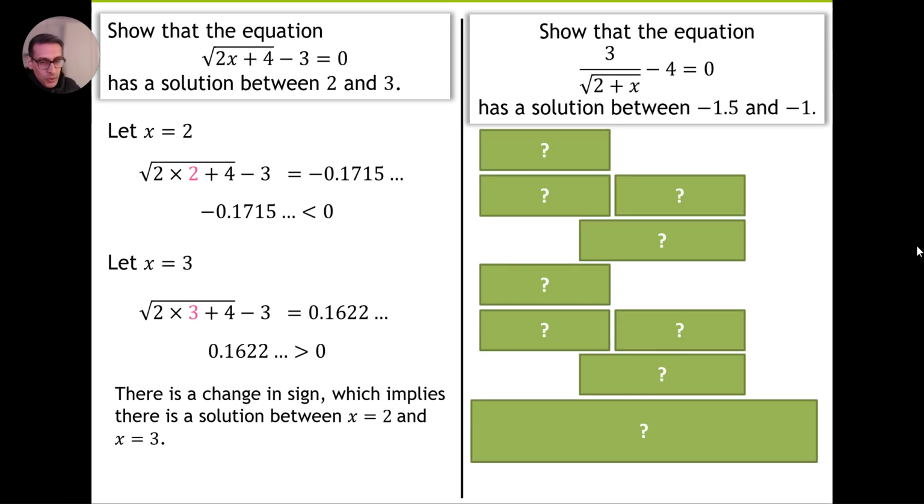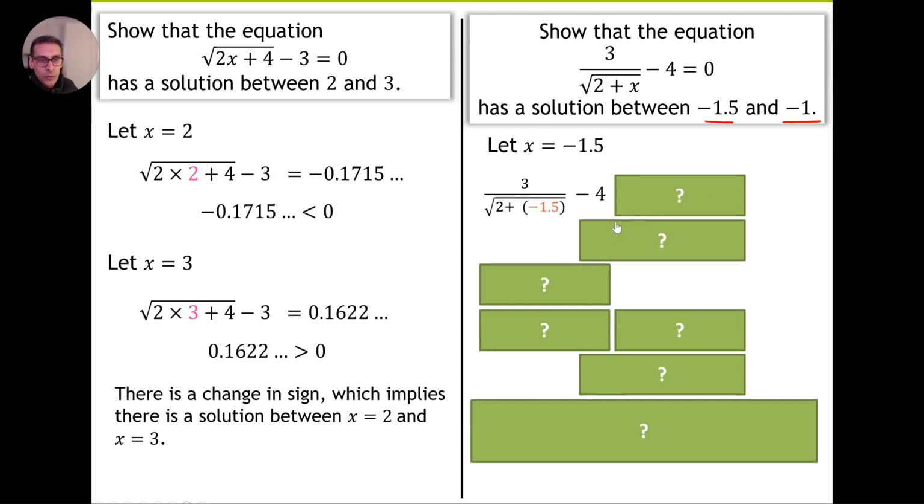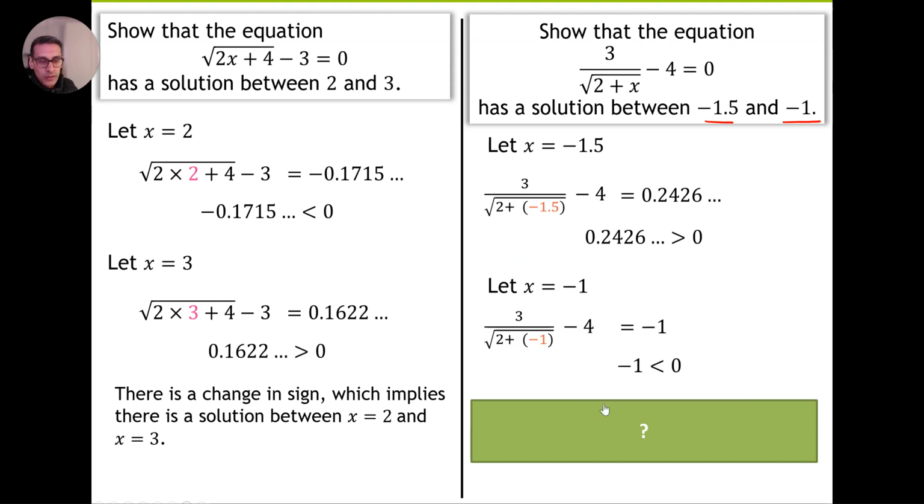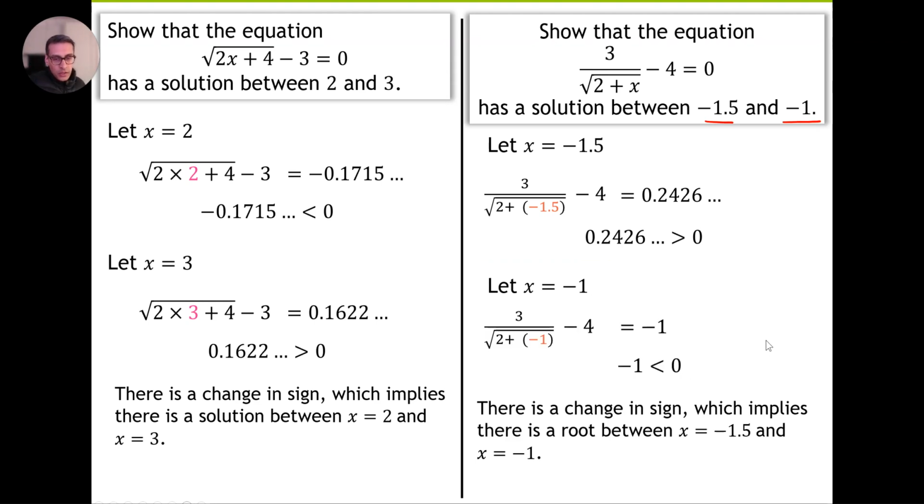Okay, another practice question for you to try. Show that this equation has a solution between negative 1.5 and negative 1. Pause the video. I'm going to show the answers in a few seconds. 3, 2, 1. Okay, so you can see you should have gotten 0.2426 and so on, and then negative 1. So there's a change in sign, so there's a solution or a root in between these values.